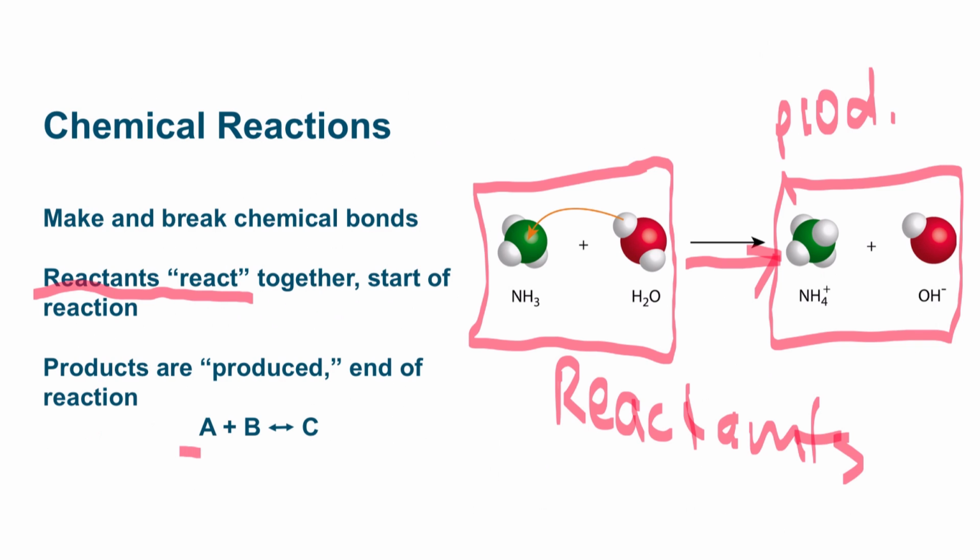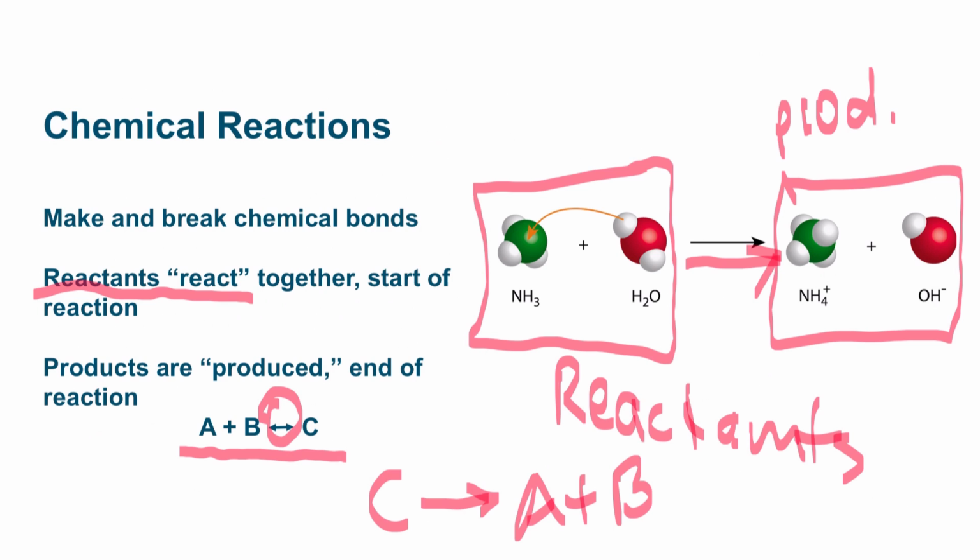The basic formula for a reaction is A plus B gives you C. You'll see that this arrow goes in both directions because in a lot of cases the reaction can go in both directions. So it can go A plus B gives you C, or C is taken apart into A and B.